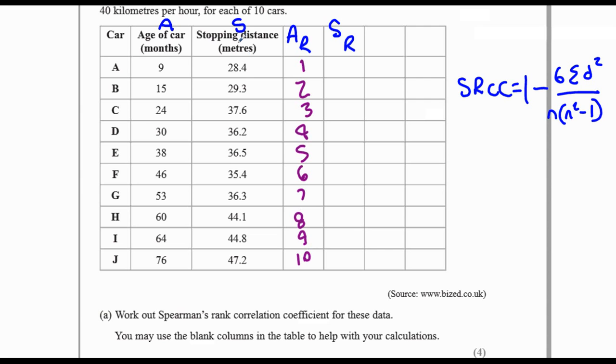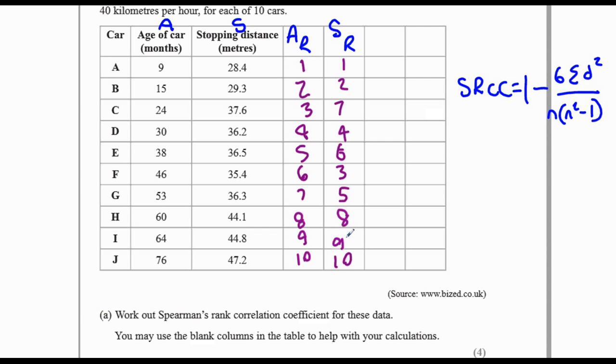Same thing for stopping distance. The shorter distance that you can stop in, the better, so smaller numbers are going to have a better rank. So, first, second, third, not third, sorry, I missed one out there. We've got 35.4, third, fourth, fifth, sixth, seventh, eighth, ninth, 10th.